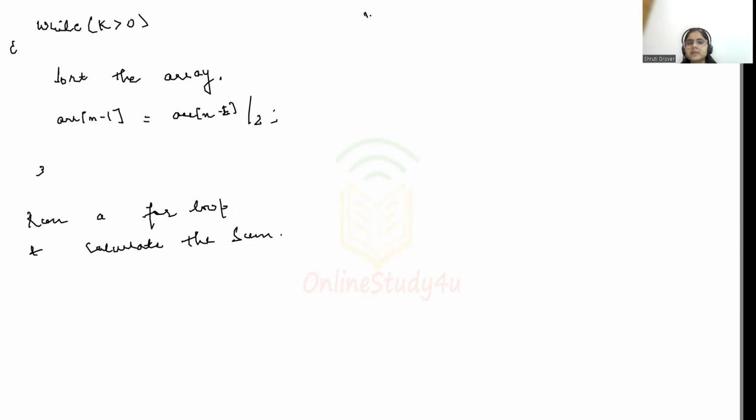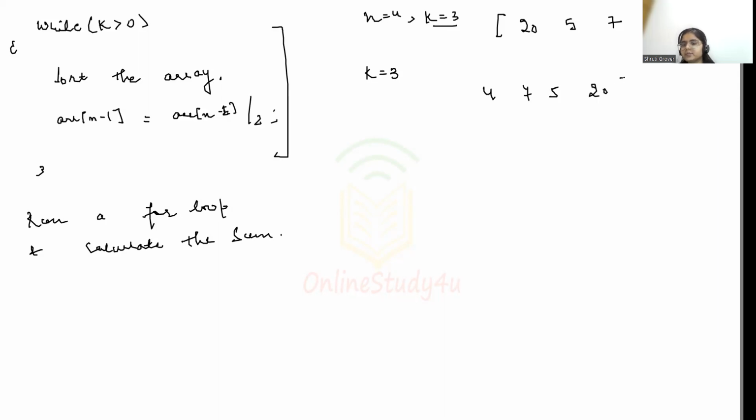Suppose n is equal to 4 and k is equal to 3, and in my array I was having 20, 5, 7, 4. Correct? This was my array. So suppose k is 3, first step. K is 3, 3 is greater than 0. It will go into this while loop. We'll sort the array. So my array will become 4, 7, 5, 20. Correct? After sorting.